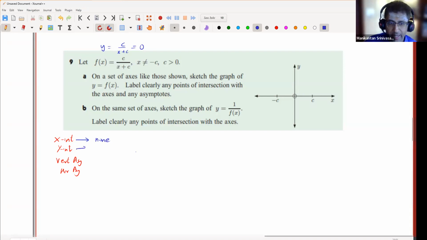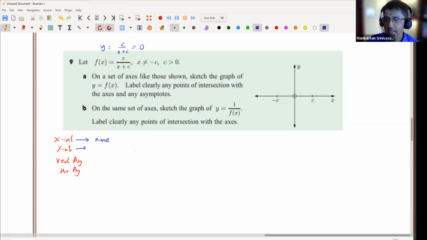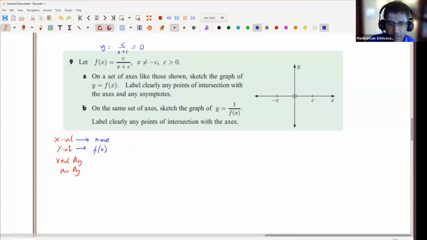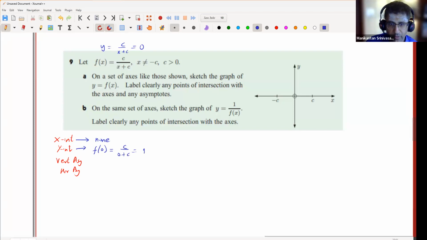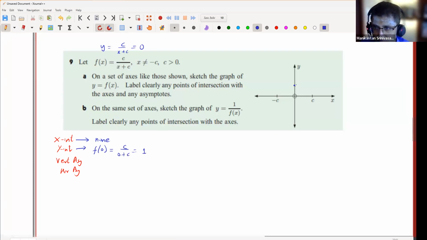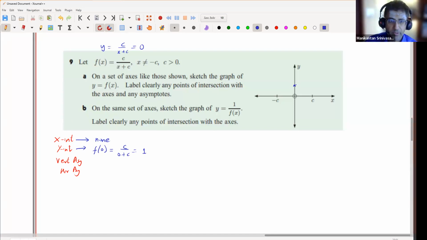So y-intercept. Y-intercept is where it cuts the y-axis. So what does y-intercept mean? It means what is f(0)? For any problem, that's what y-intercept means. So f(0) in this case is c/(0+c), which is 1. So the y-intercept is 1, which means the graph passes through (0, 1). Let's say this is 1, passes through (0, 1).